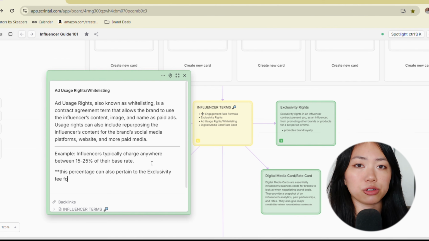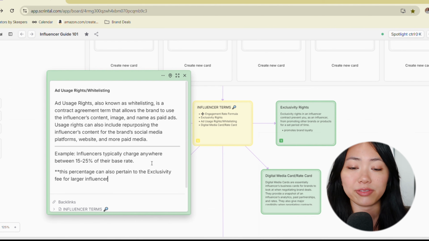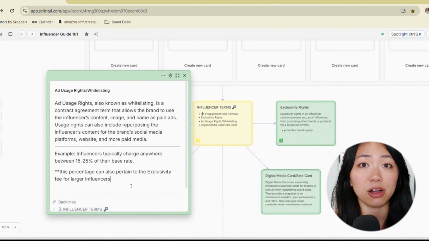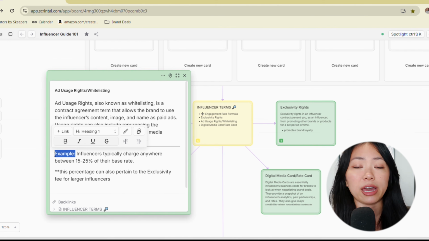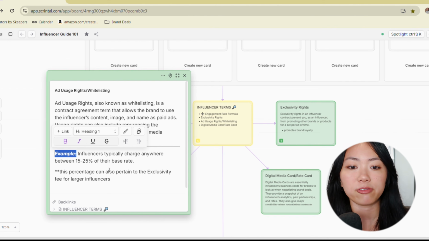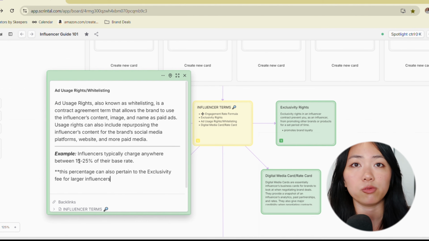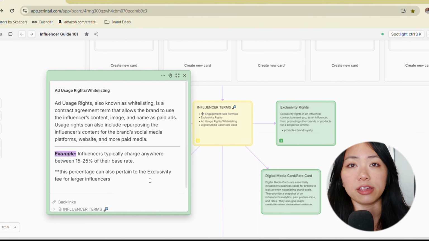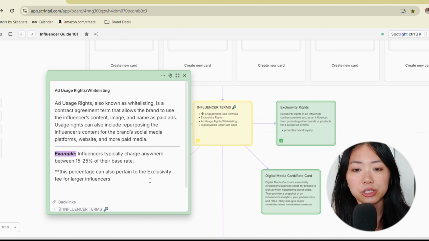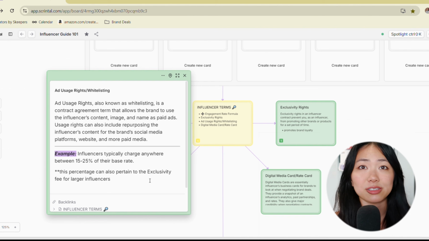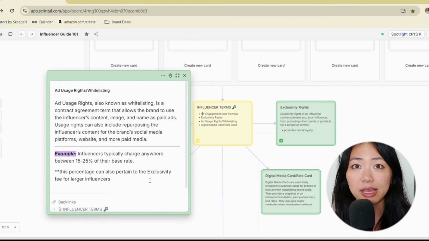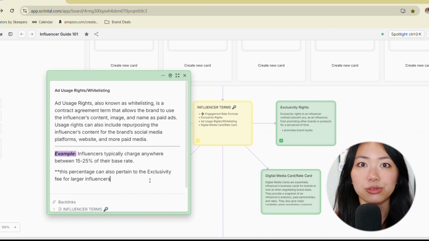In addition to negotiating your different exclusivity or ad usage rates, you should also be negotiating the longevity of those rights. For instance, for ad usage rights, I typically am only comfortable with a company or a brand running ads with my content for up to a 7 or 14-day period. And for exclusivity, I typically only do about 3 months. You do not want to give a brand the right to use your content for as long as they wish. There should definitely be a cap on how long they can use your content.